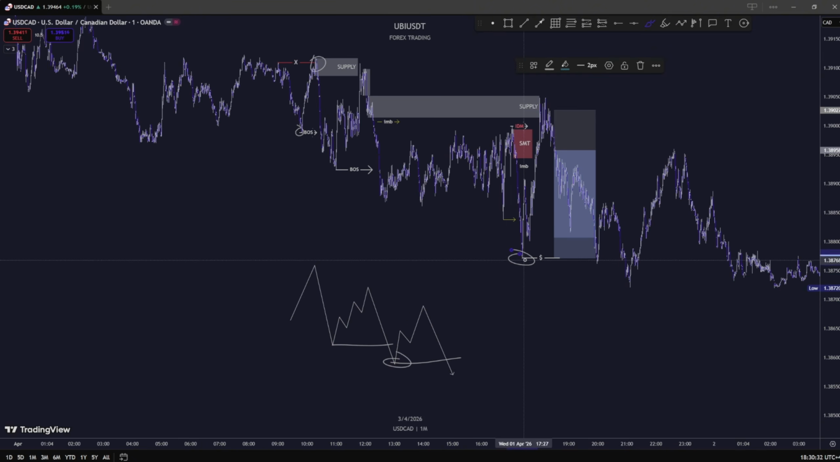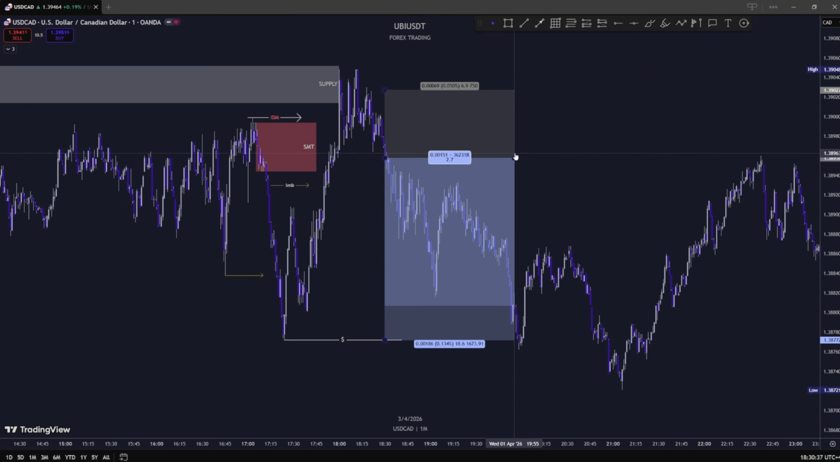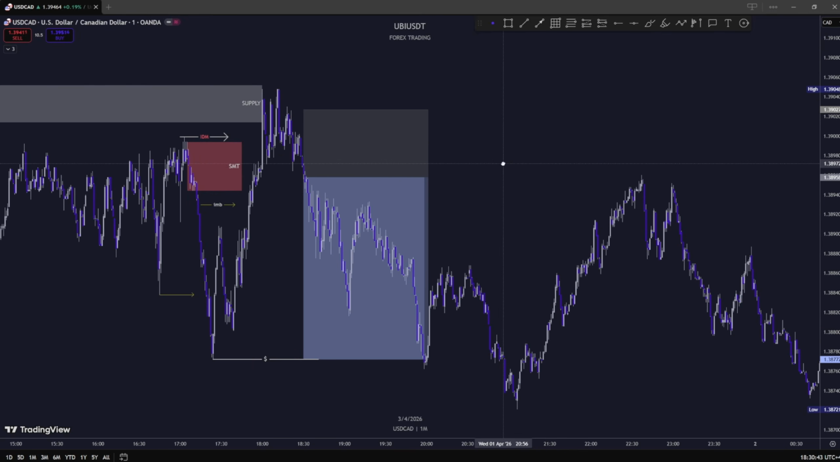So here we have this lower low, and price should take out this lower low. And what happened? Amazing trade. Okay, it was just a couple of minutes. Amazing trade.